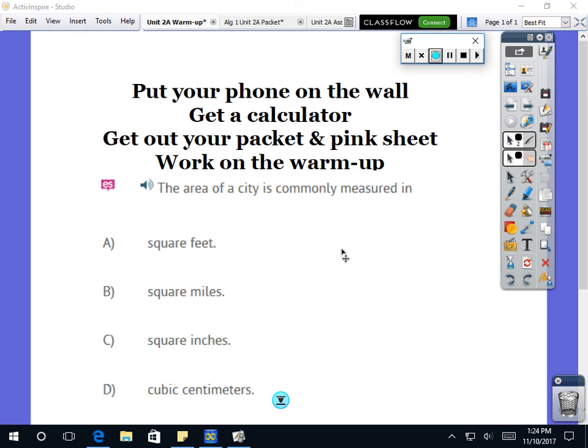Up first. The area of a city is commonly measured in what? Square miles. Square miles. I know.